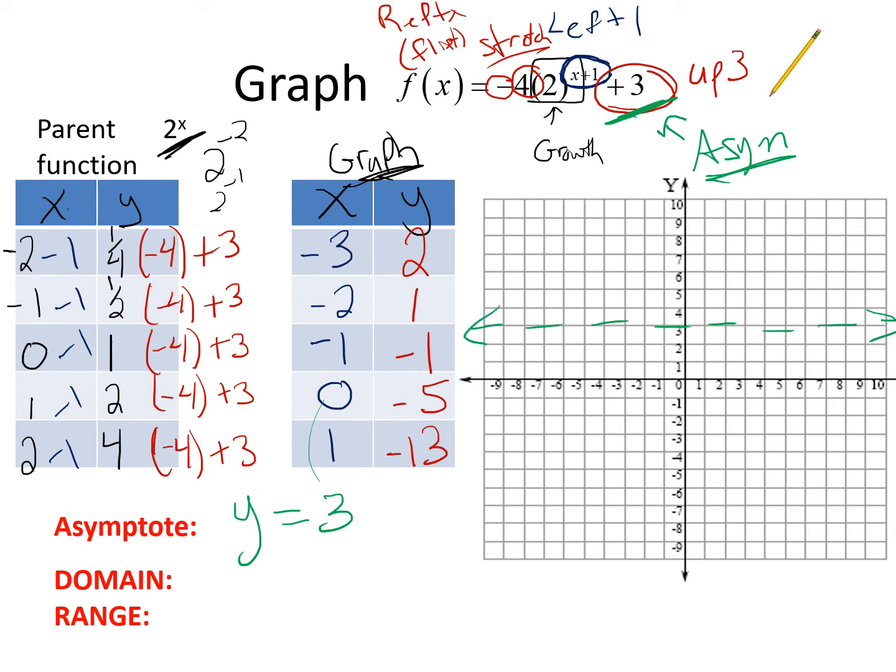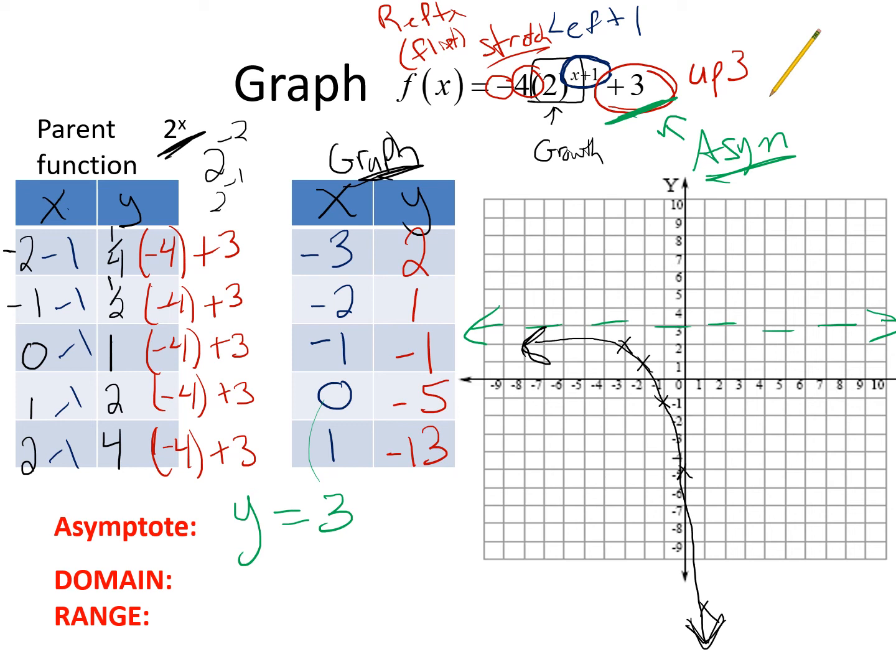So I'm going to start with negative 3, 2, negative 2, 1, negative 1, negative 1, 0, negative 5. If I wanted to throw it in there, 1, negative 13 is going to be down here somewhere. Now, it's still a growth because it's a 2, but it's going to be flipped over that x-axis. Okay, so this is what it looks like if it's a flipped growth. All right, so we're getting really close to 3, but never touching it.